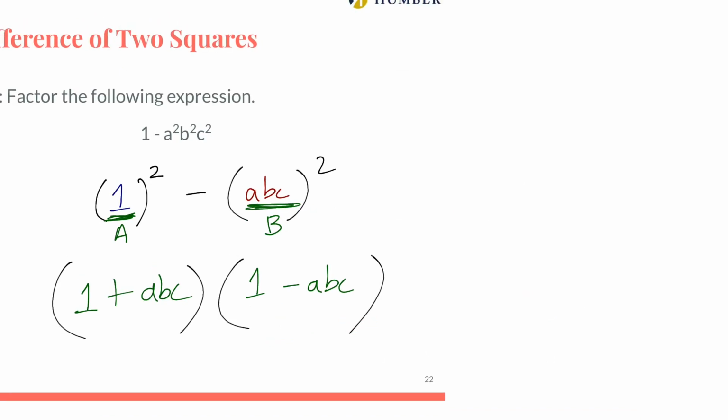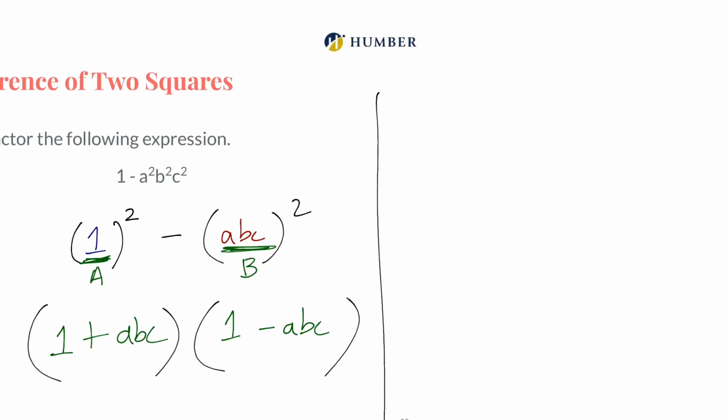So imagine, this is a good question. What if you had a question like this? Factor -1 plus A squared plus B squared plus C squared. What would you do here? Remember, difference of squares is something you can apply if there are two terms in subtraction. Hey, Andrew, go for it.